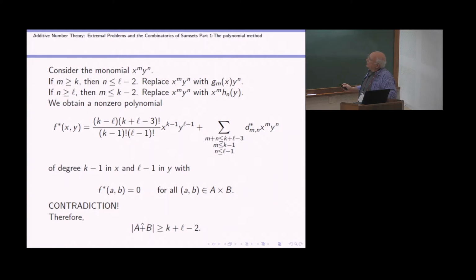So you get some non-zero polynomial, because every monomial here has total degree at most k plus L minus 3. This is degree k plus L minus 2. This has a non-zero coefficient. So this is a non-zero polynomial, degree k minus 1 in x, degree L minus 1 in y. And if you plug in A, B, you get 0. And that's a contradiction. So we prove this inequality. Okay?